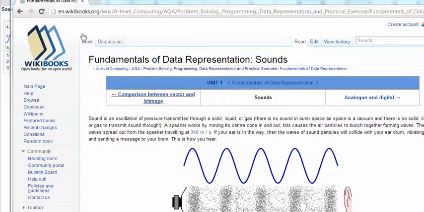This video will cover the fundamentals of data representation: sound. To begin, I'd like to reference the wikibooks.org site, where I've borrowed some of the material.